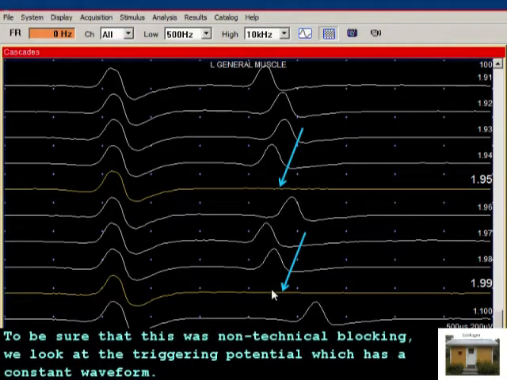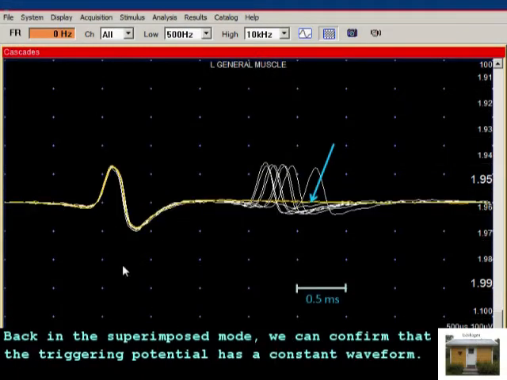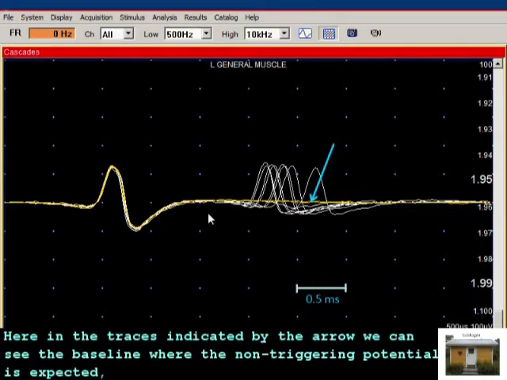To be sure that this was non-technical blocking, we look at the triggering potential, which has a constant waveform. Back in the superimposed mode, we can confirm that the triggering potential has a constant waveform. This assures that we have recorded discharges from a single motor unit and rules out technical problems such as missed triggers from other motor units.